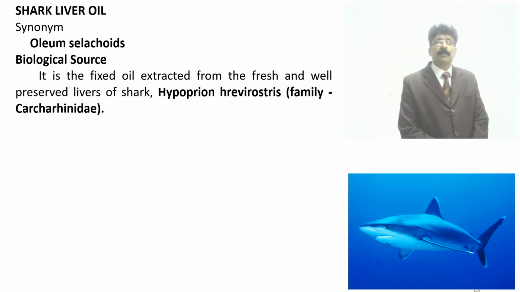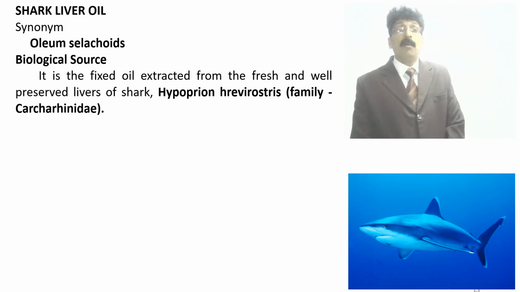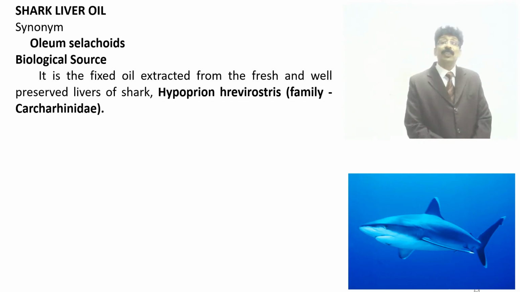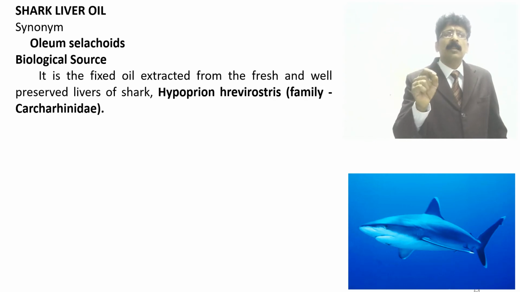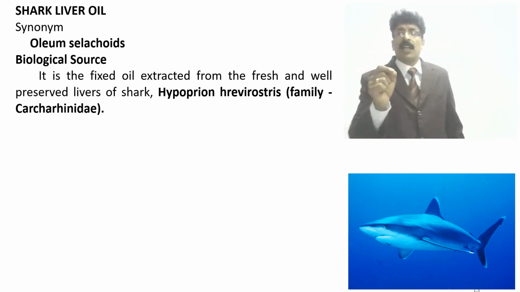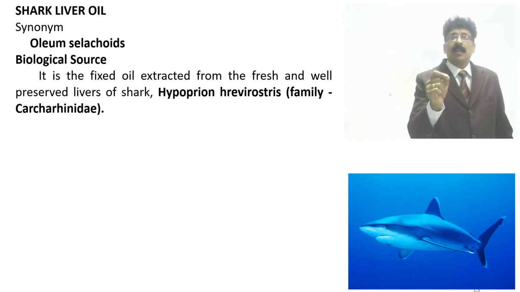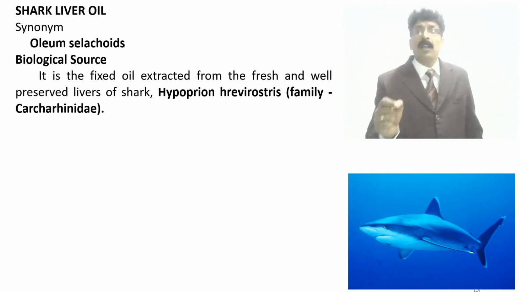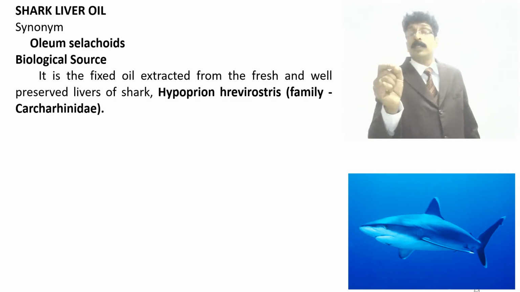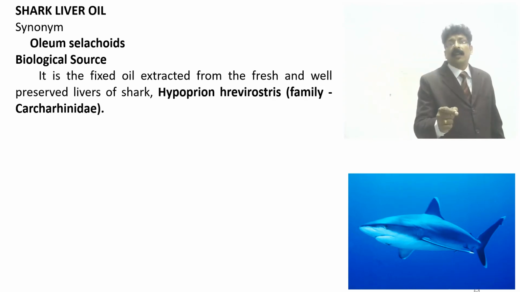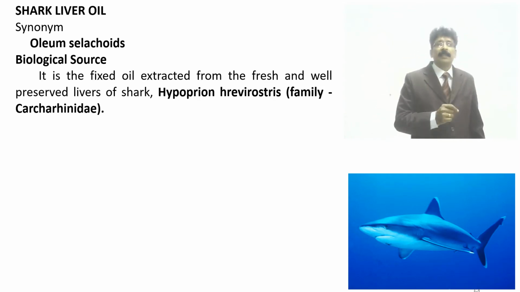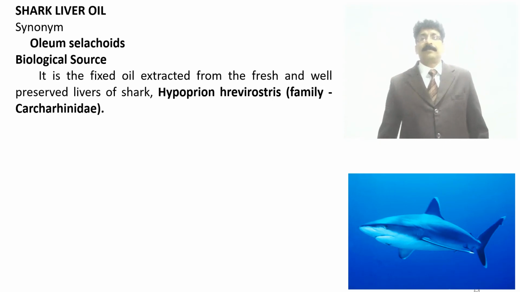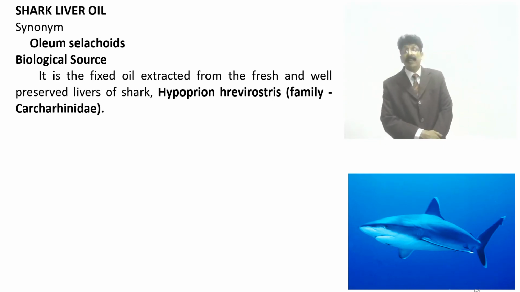Shark. Oleum silicoides. Biological source: it is the fixed oil extracted from the fresh and well preserved liver of the shark, the fish, Hypoprion brevirostris. Family: Carcharhinidae.